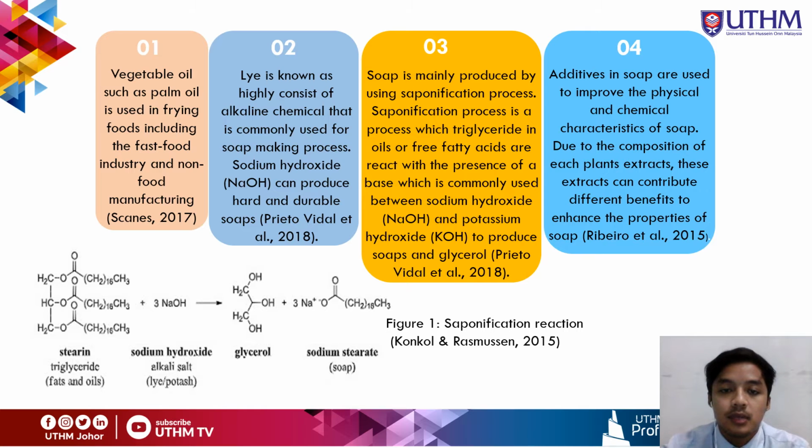Okay, soap is mainly made by the saponification process, in which the triglycerides in the oils react in the presence of a base or alkali, such as NaOH and potassium hydroxide, to produce soap and glycerol. As in Figure 1, as we can see, the fat or oils react with the alkali to produce soap and also glycerol. Okay, next is the additive. Additive in soap is added to improve the physical and chemical characteristics due to the composition of plant extract. This extract can contribute different benefits to enhance the properties of the soap.